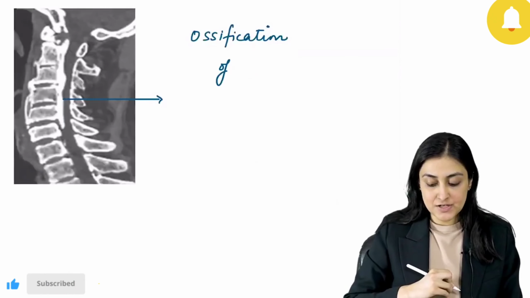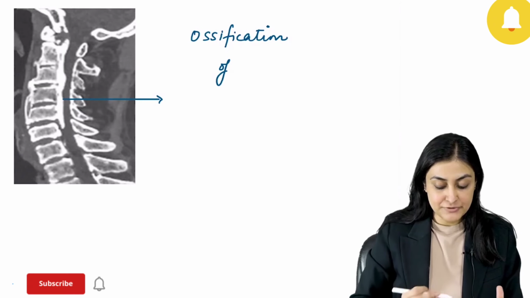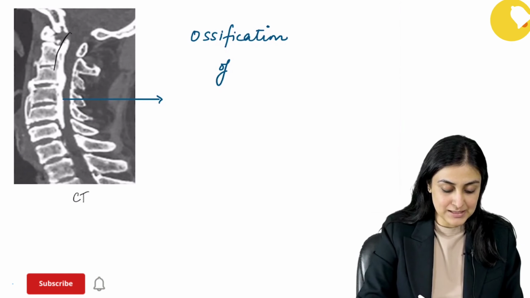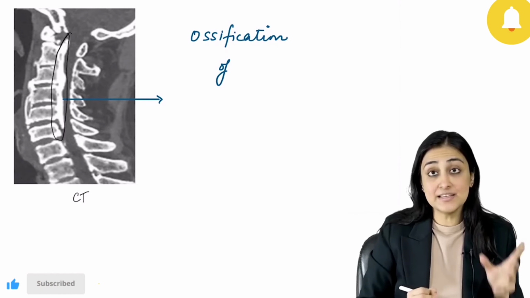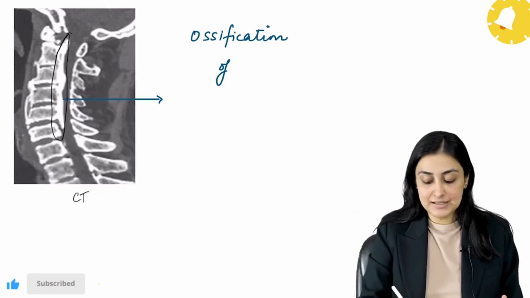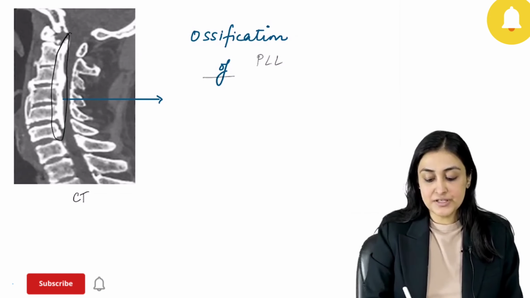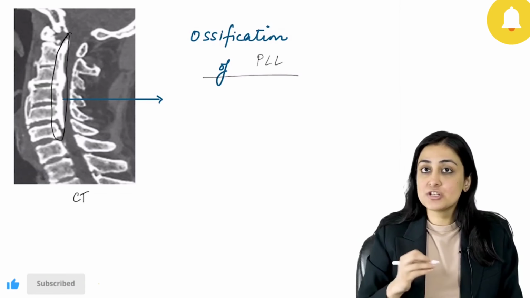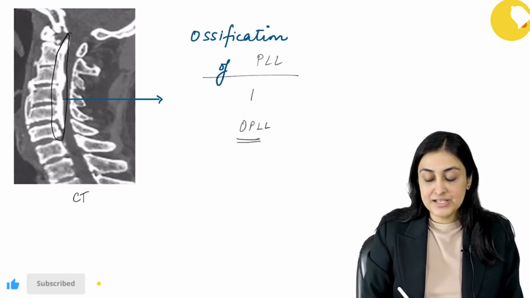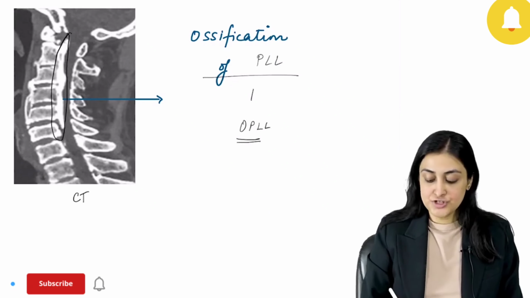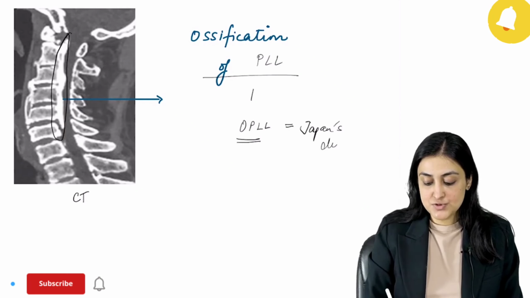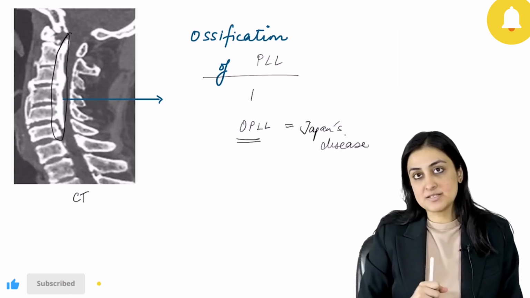Going ahead to our discussion, so what do we find here? Which is the ligament which is ossified? So I'm showing you a CT, and here can you see that the ligament which runs here at the posterior vertebral bodies is ossified, which is the PLL. So we are seeing the ossification of posterior longitudinal ligament, and this condition is called OPLL, ossification of posterior longitudinal ligament, also called Chapman's disease. So this is also referred to as Chapman's disease.